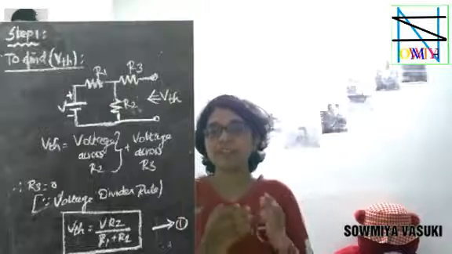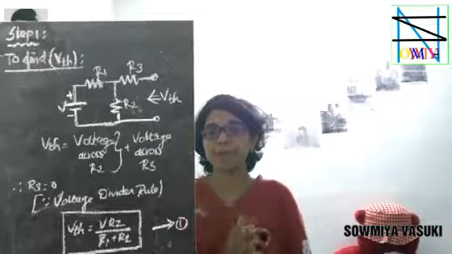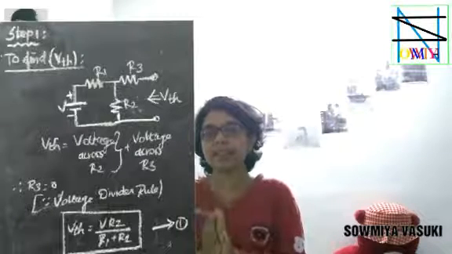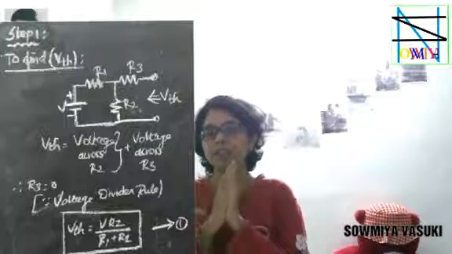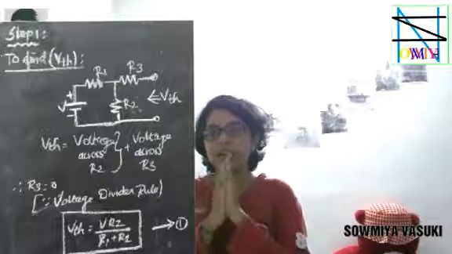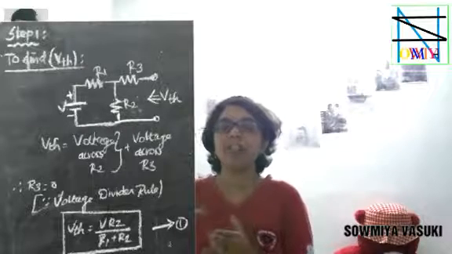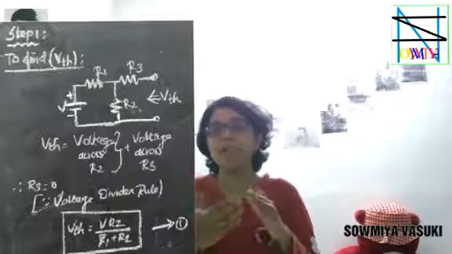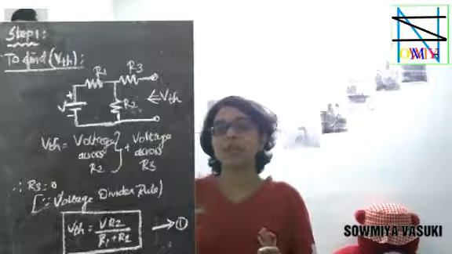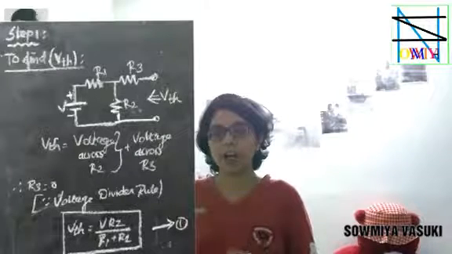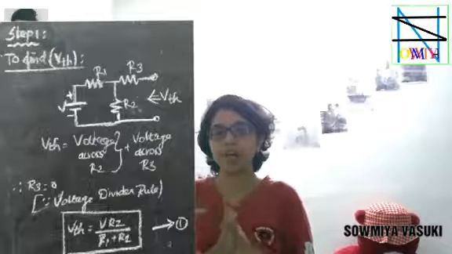The voltage across a resistance is defined as the product of that resistance and the supply voltage divided by the total resistance. So V Thevenin is equal to V R2 divided by R1 plus R2. The next step is to find the Thevenin resistance.